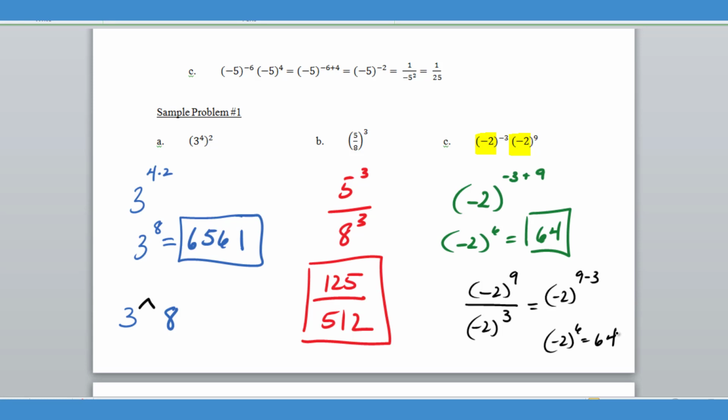So you can just see two ways to work the same problem. And so in the next part of this lesson, when we get into algebraic expressions, having both methods may help at some point in time.